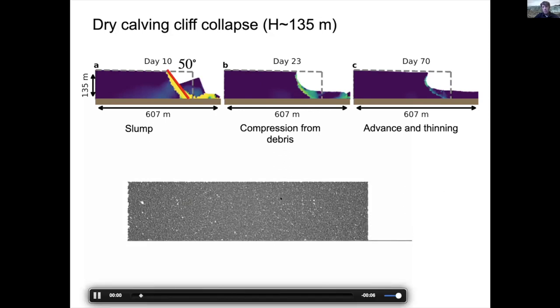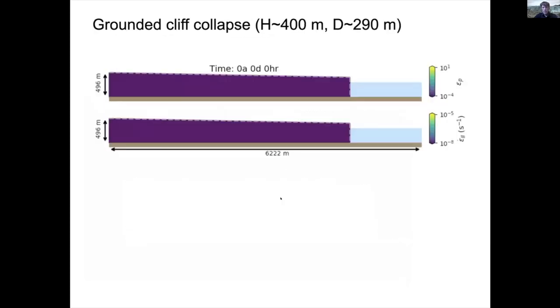The bottom animation is showing that we get pretty much the exact same thing if we use a much more sophisticated brittle fracture resolving model that's based on the Mohr-Coulomb envelope. The next case is going to take us a little bit closer to Greenland. Now we're looking at about a 400 meter thick glacier and roughly 290 meters of water.